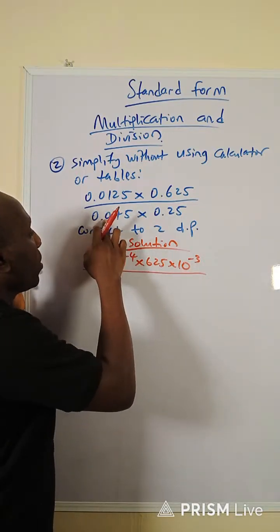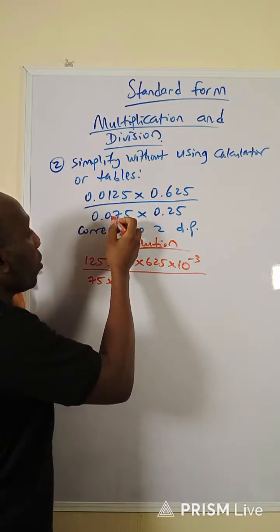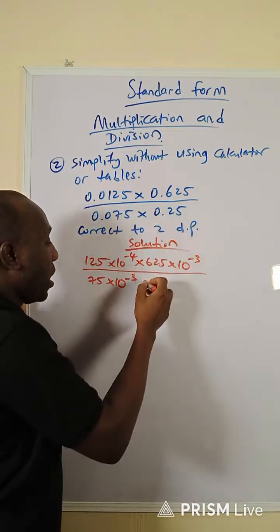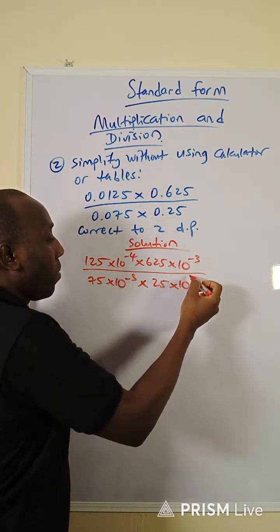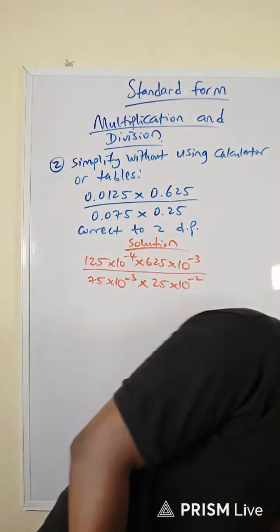What about this one? 0.075 is going to be what? 75 times 10 raised to the power of what? 1, 2, 3, minus 3. Are you seeing that? Then let's come here. Times 25 times 10 raised to the power what? 1, 2, minus 2. That's it, guys.